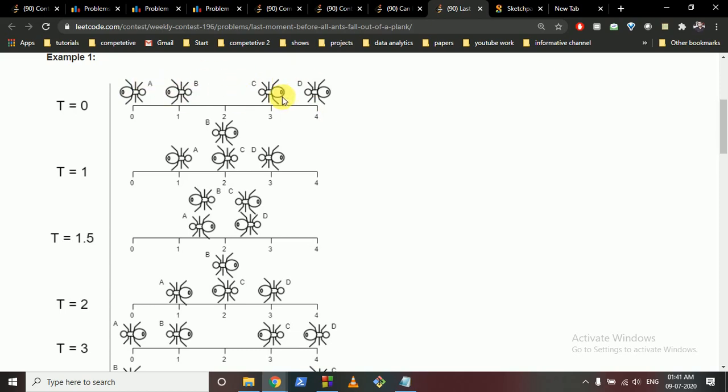Same for this one, if it moves to the left with the same speed of 1 second per movement, after how much time? Because 1, 2, 3. After the third second it will be on the plank, but after the fourth second it will fall off. So you have to find out the longest time it will take. So for this ant, as you can see, 1, 2, 3, 4. After the fourth point it will be here. Okay, so that's the whole trick.